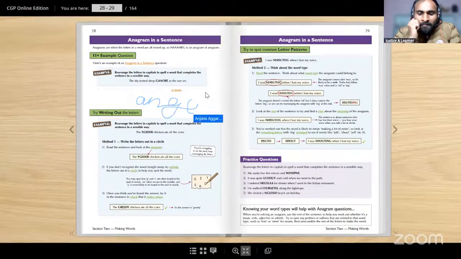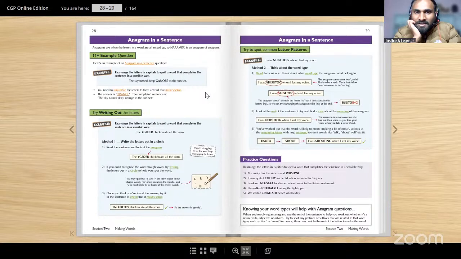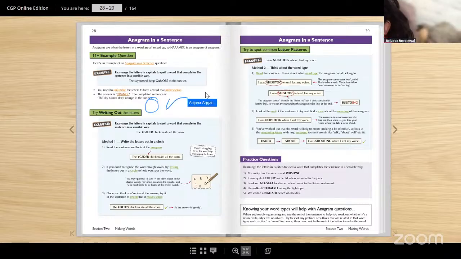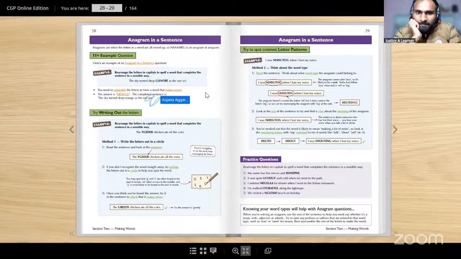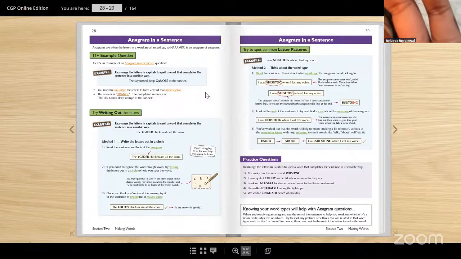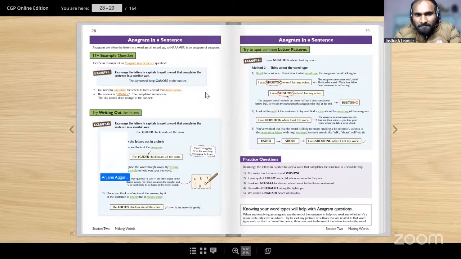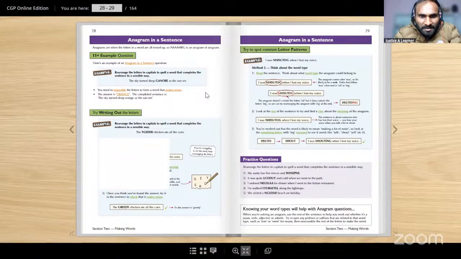Yes, correct. And orange is made of the letters which are given in ANGOER. Still, you can read the theory. You need to unjumble the letters to form a word that makes sense. So the answer is orange. The completed sentence is: the sky turned deep orange as the sun set.